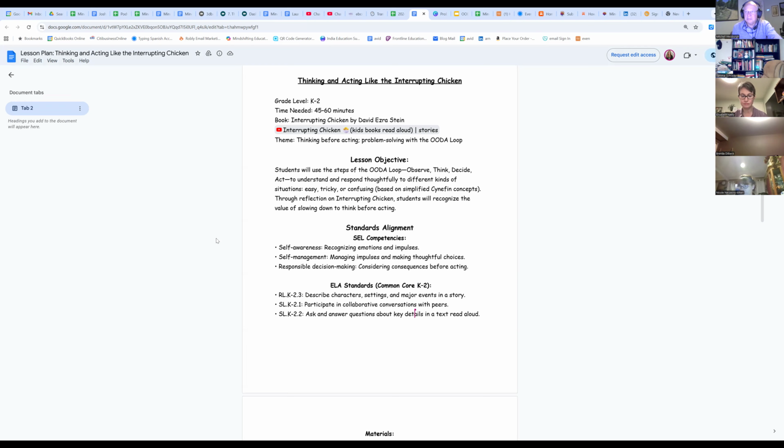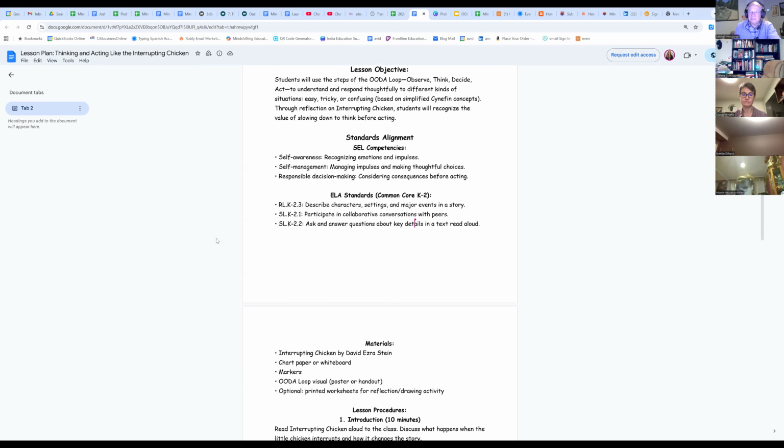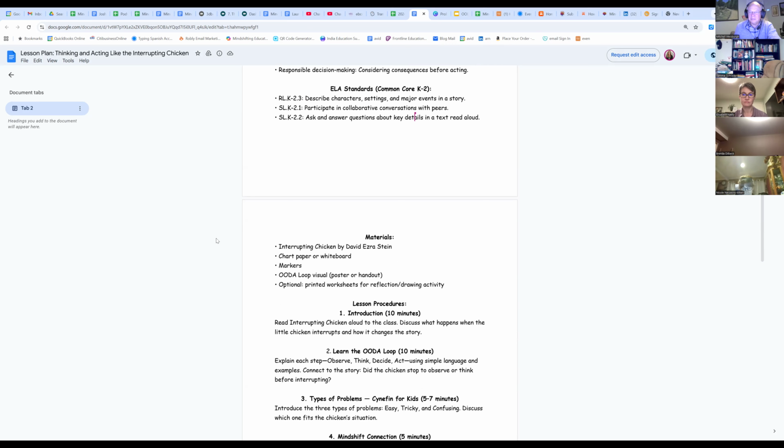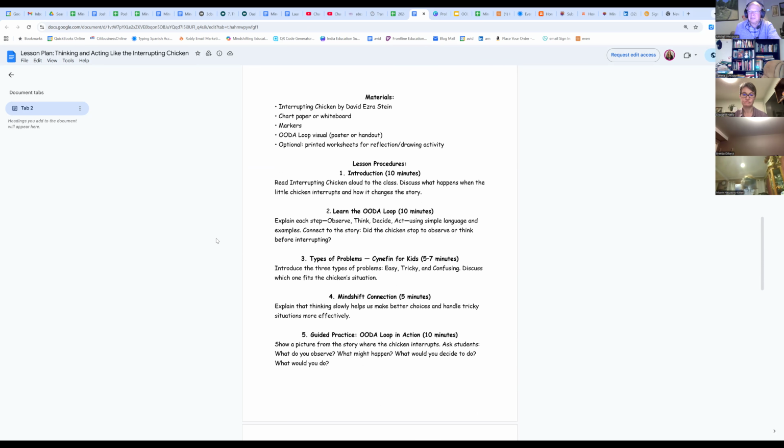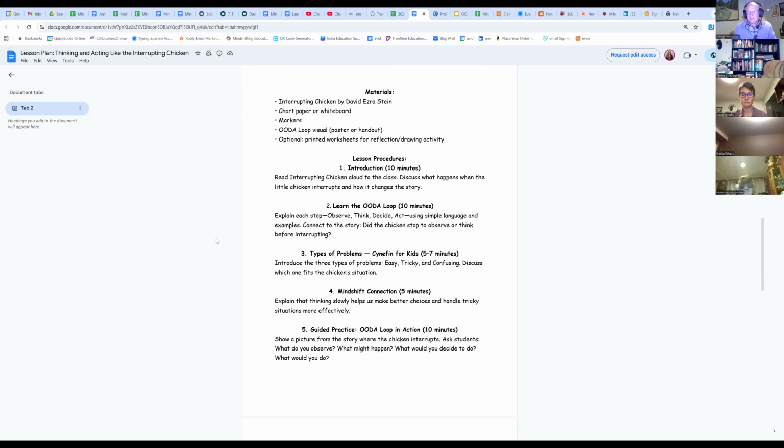And then also looking at the situations that he is in the book. Is it easy, tricky, or confusing? At the end of the lesson, I'm hoping that students will recognize the value of slowing down and thinking before acting. I feel like this lesson plan, there are some things that you could take out to make it quicker, because I would probably use it more for like a 20-minute meeting discussion, or right after the reading of the book.